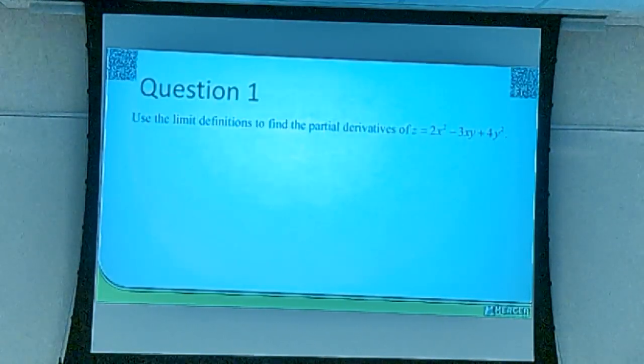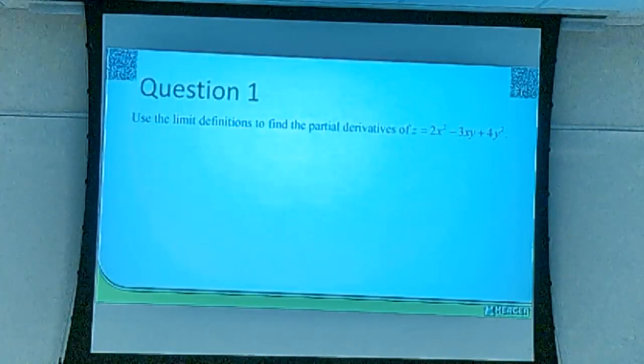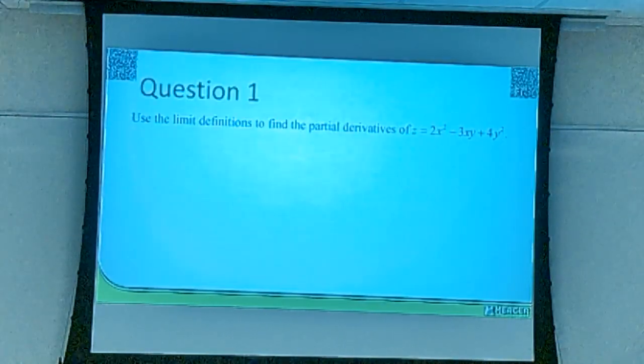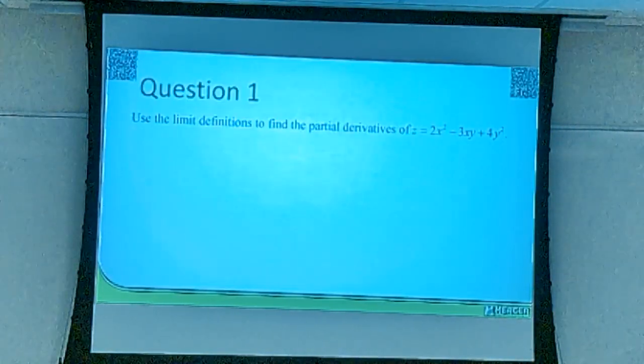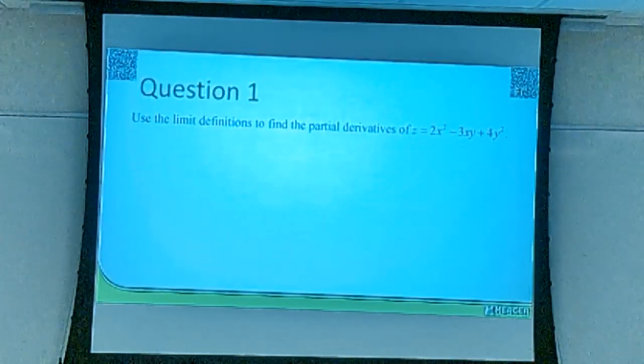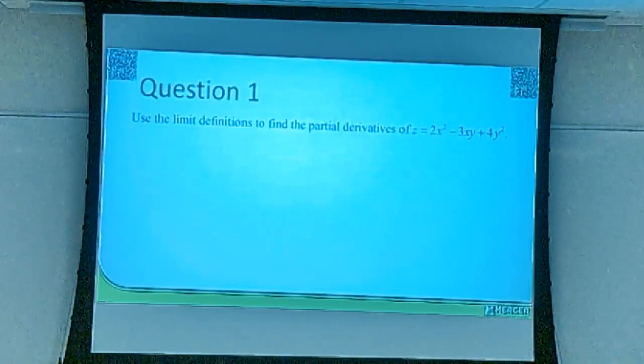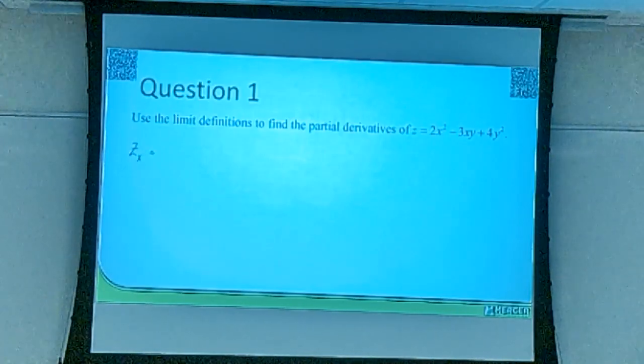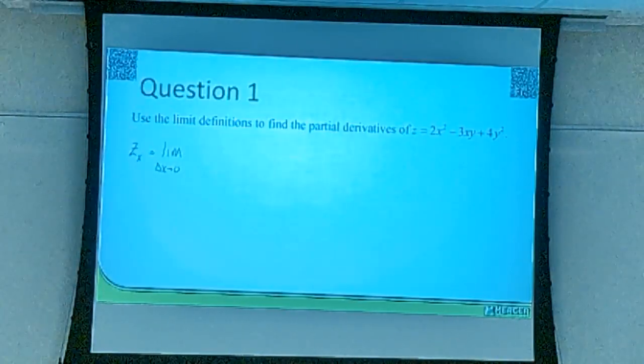We're going to use the limit definitions to find the partials. Again, just like with Calc 1, when you first learned the derivatives, you had to use the limit definition. Then you used that definition to come up with shortcuts. So we're first going to start with the limit definition. We're going to start with x. And the notation is interchangeable, right? So it just depends on the mood that I'm in. Limit as delta x approaches 0.